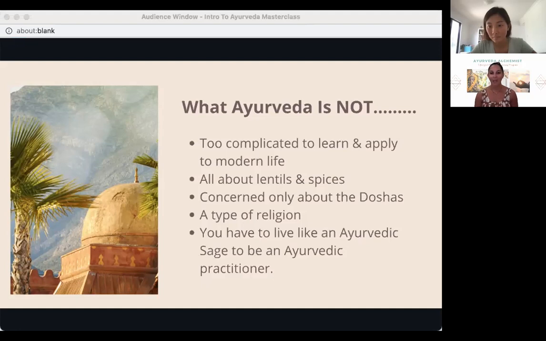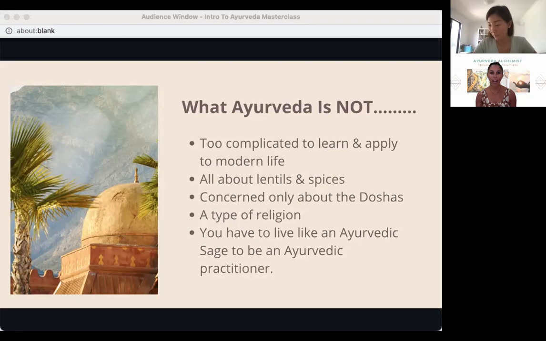So the doshas are our unique mind-body constitution, and they help us determine when we're out of balance and what we need to do to rebalance our mind and body. And like I said, we all have all 3 of the doshas within us, and a common thing I see is people getting really attached to their dosha, so then they don't look out of the box when something is going on in their lives, which we'll get to in the dosha component.